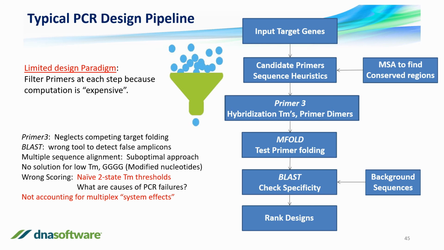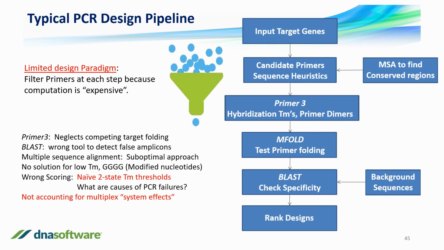Another thing folks will do is use free software like Primer3, which does indeed do a wonderful job predicting two-state melting temperatures and even predicting primer dimers. But it is neglecting the competing folding. So they might use a separate program like mFold to predict the secondary structure of DNA, but they don't combine those two to understand the competition. And lastly, they may use a program like BLAST to check the specificity of their primers, for example, to see if their primers bind to anything in the human genome. But we'll see again that BLAST is really not the correct tool to use for that problem.